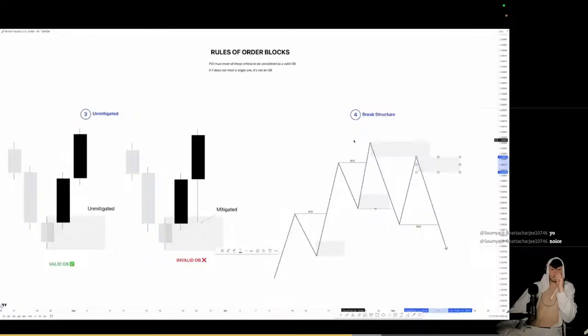So these are the four criteria that an order block must meet in order for you to consider it a valid order block. Like I mentioned earlier, if it does not meet a single one of these four criteria, it is not an order block. So, quick recap. Firstly, it must create some sort of imbalance. And then secondly, it must take out the previous candlestick low or high. And then thirdly, it must be unmitigated. And fourthly, it must break structure. Alright, now let's go look at some examples.